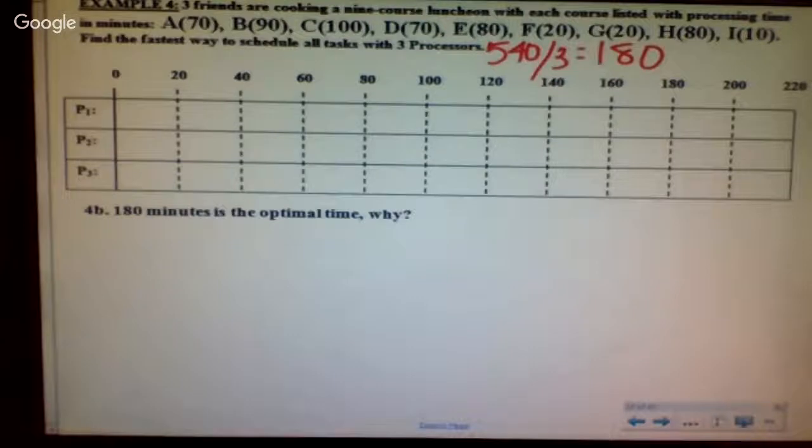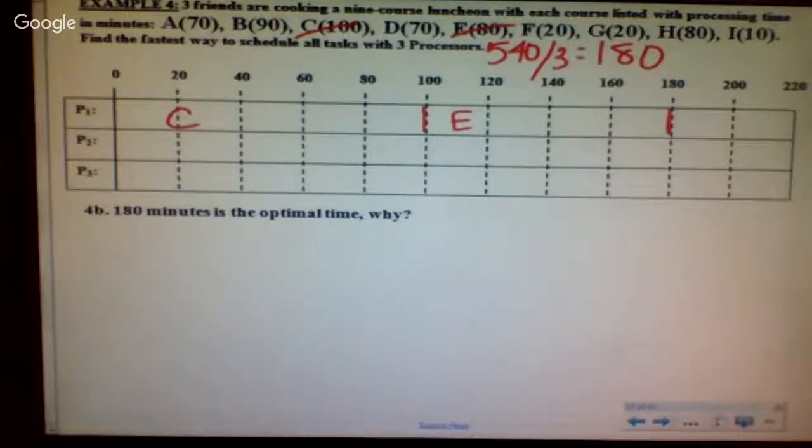I don't care if you call it hours. I get the concept. I do it all the time. Okay, so 180. What can I pair together to give me 180? Oh, C and E. So C takes 100 minutes. E comes after that, and that takes me to 180.